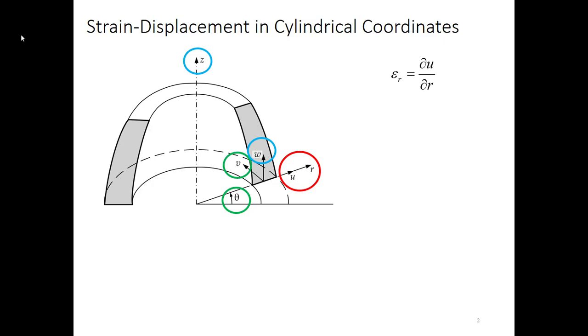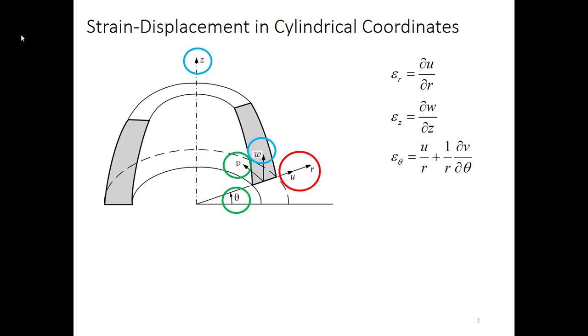The other thing that changes is then the relationship between strain and displacement. So we need to look at that for cylindrical coordinates in general, and then on the next slide I'll go through how that changes for an axisymmetric problem. So first off, epsilon r, what you would expect, du dr. Epsilon z, also what you would expect, dw dz.